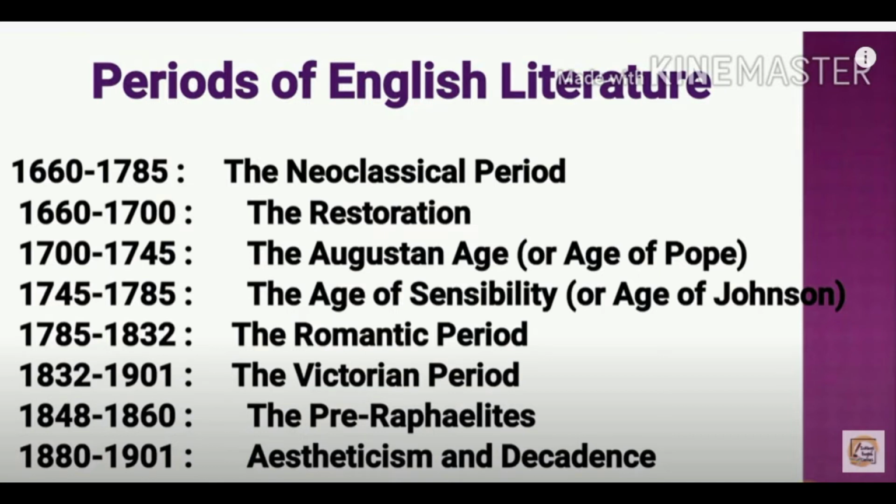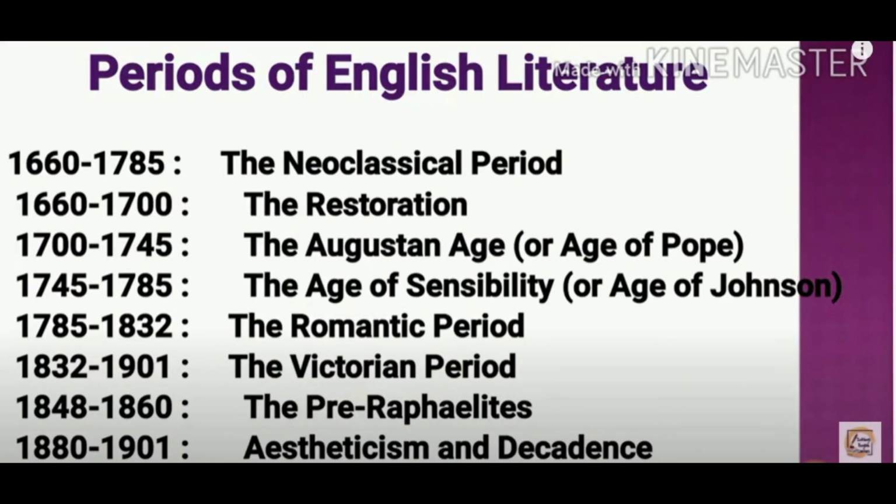We should note that the neoclassical period is divided into three ages. The first one is the Restoration Age, that spans from 1660 till 1700. From 1700 to 1745, it is called the Augustan Age or Age of Pope. And from 1745 till 1785, the Age of Sensibility or the Age of Johnson.